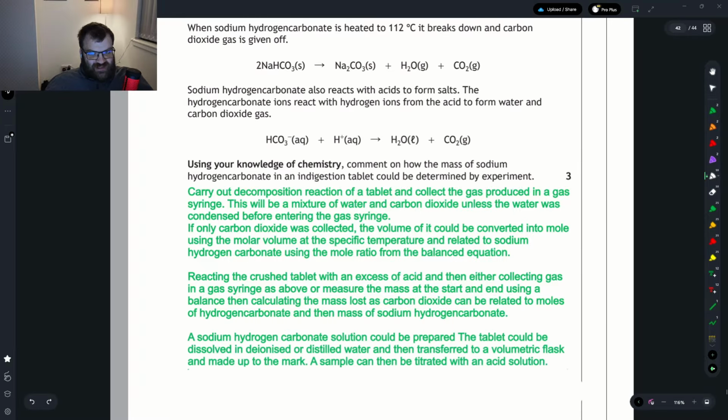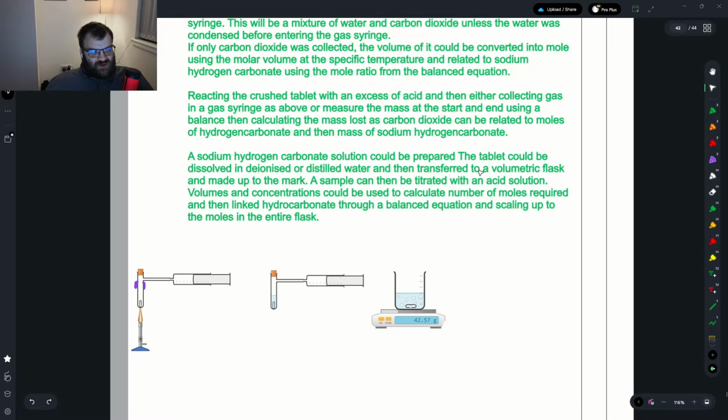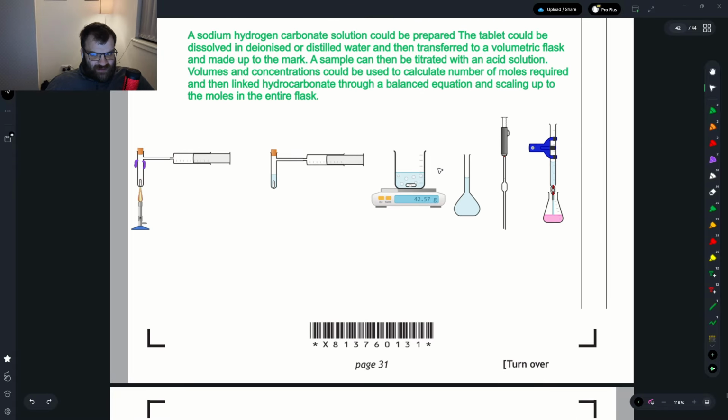Another thing that I was thinking is it says it's soluble, so we could make a sodium hydrogen carbonate solution. We would take our tablet, dissolve it in deionized or distilled water, transfer it to a volumetric flask and make up to the mark. We can then titrate it using our acid solution, and using n=CV, volumes and concentrations, we can work out the number of moles of the acid that was required, and then link it back to the hydrogen carbonate through our balanced equation. So some sort of titration equipment would be helpful.